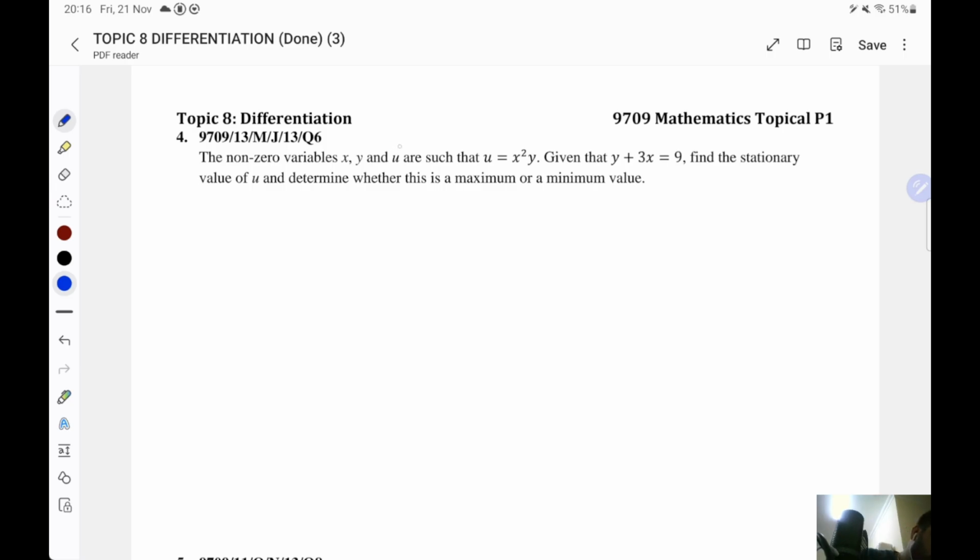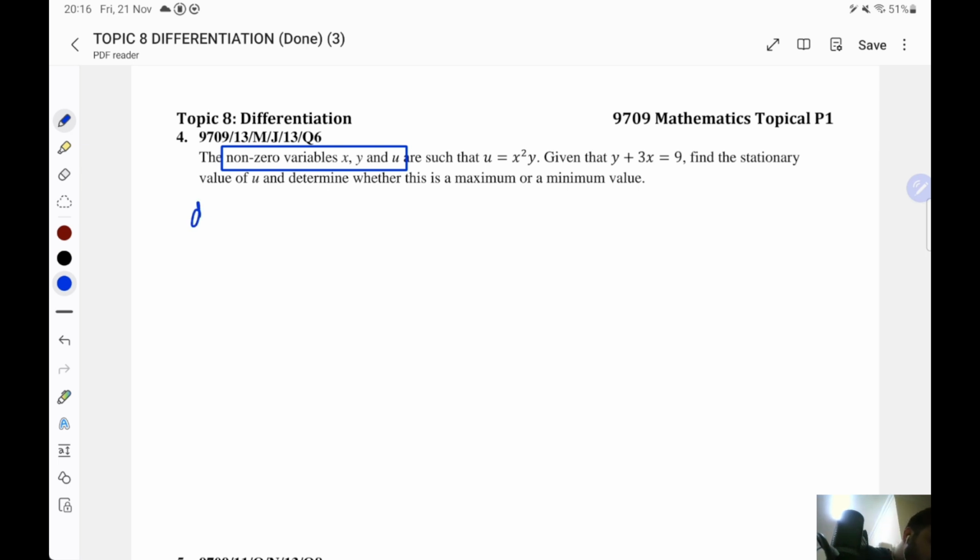Okay, remember, these variables are non-zero, x, y, and u. U is this. Given that y is equal to this, find the y plus 3x is equal to 9. Find the stationary value of u. Okay, we need to find out the stationary value of u.